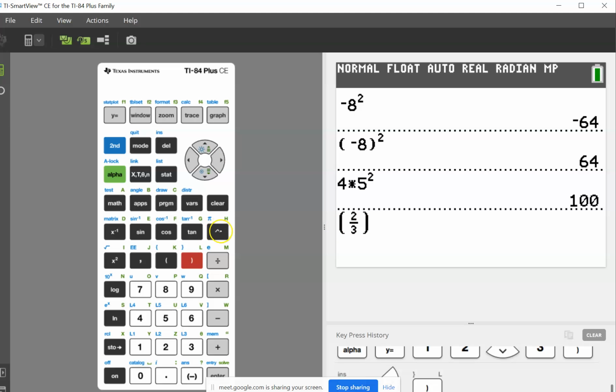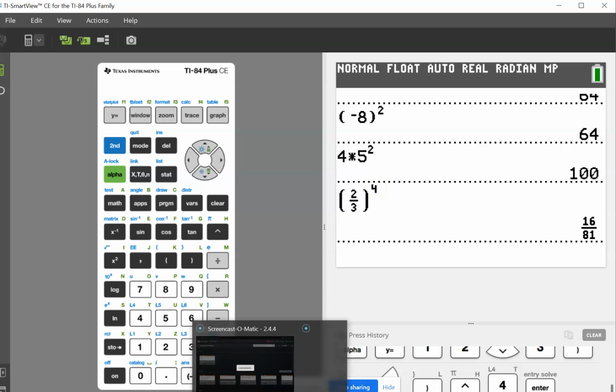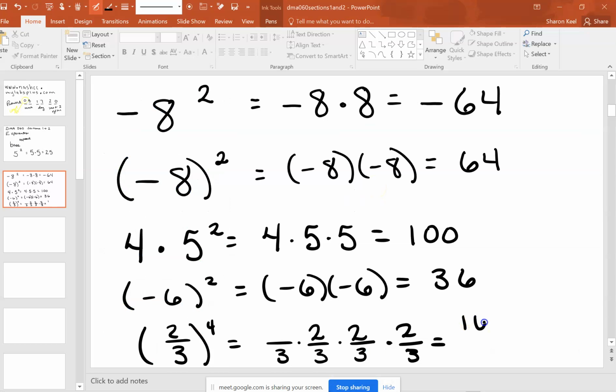I need to raise it to a power of 4. So we're going to use this little caret key and raise it to the power of 4. Press enter, and that gives me 16/81. It was 2 to the 4th power and 3 to the 4th power. So 16/81.